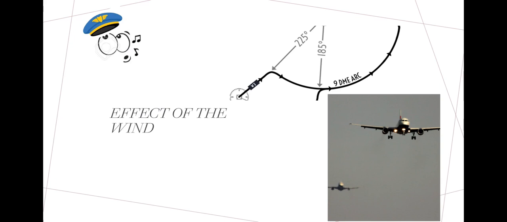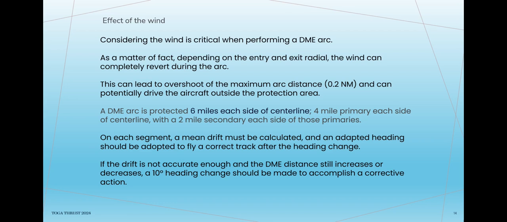Effect of the wind. Considering the wind is critical when performing a DME arc. As a matter of fact, depending on the entry and exit radial, the wind can completely reverse during the arc. This can lead to overshoot of the maximum arc distance, 0.2 nautical miles, and can potentially drive the aircraft outside the protection area.